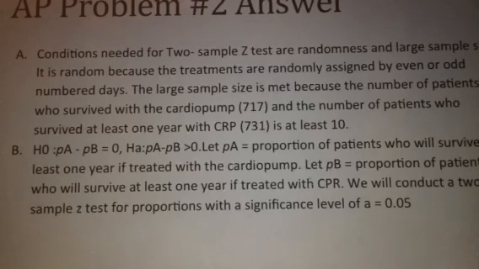We will conduct a 2-sample z-test for proportions with a significance level of alpha equals 0.05. Let PA equal the proportion of patients who will survive at least 1 year if treated by the cardio pump, and let PB equal the proportion of patients who will survive at least 1 year if treated by CPR. The null hypothesis is PA minus PB equals 0, and the alternative hypothesis is PA minus PB is greater than 0.